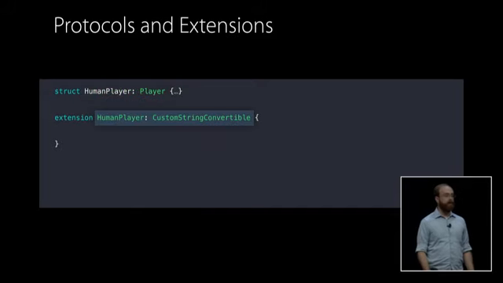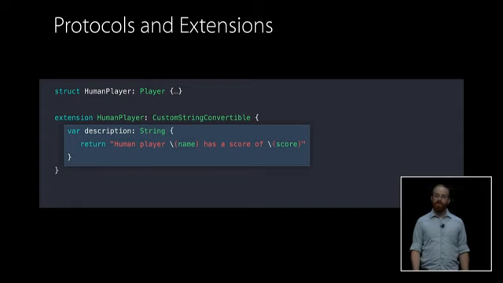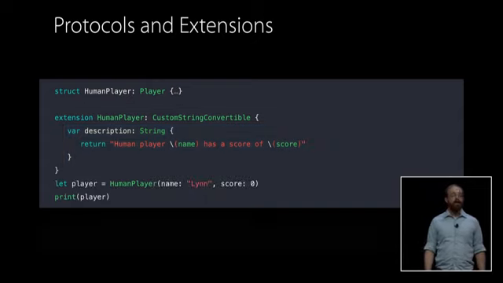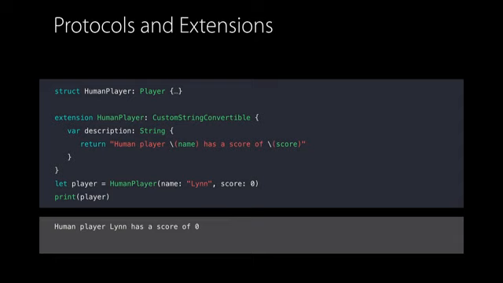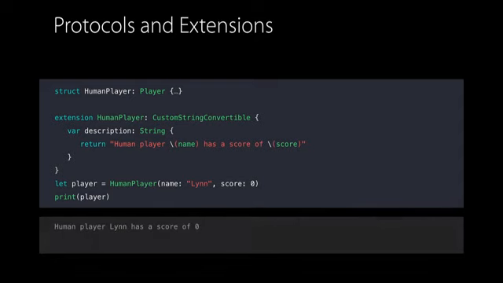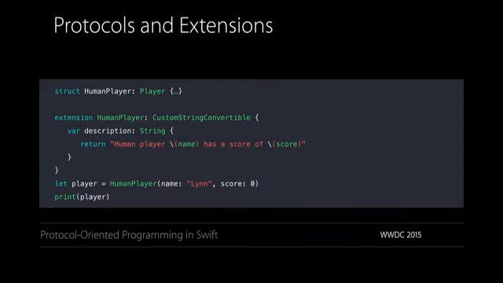Here's how you extend a type to add protocol conformance. You write :CustomStringConvertible in the first line, and then you implement the requirements inside the extension body. Now when you call print, you get the customized string conversion. There's a lot that you can do in Swift using protocols and extensions to organize your code and create abstractions. For more information, check out this talk on protocol-oriented programming from 2015.